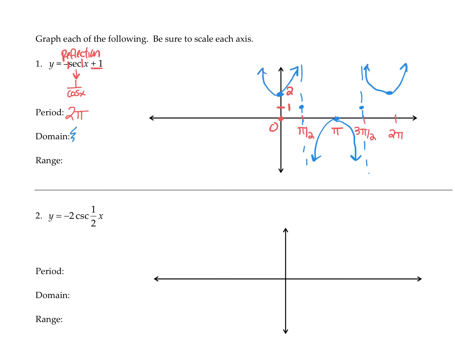So for this graph, my domain is going to be x such that x cannot equal, well, it's similar to what we did before because we didn't change our axes at all. If I start at pi over 2, if I add pi k, that'll show me where all the asymptotes are. My range is going to be negative infinity to 0, union 2 to infinity, because we have that break from 0 to 2.